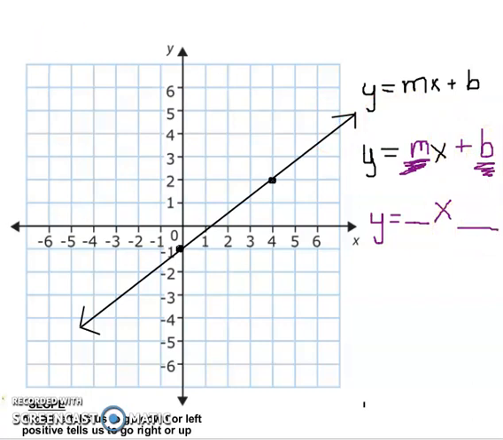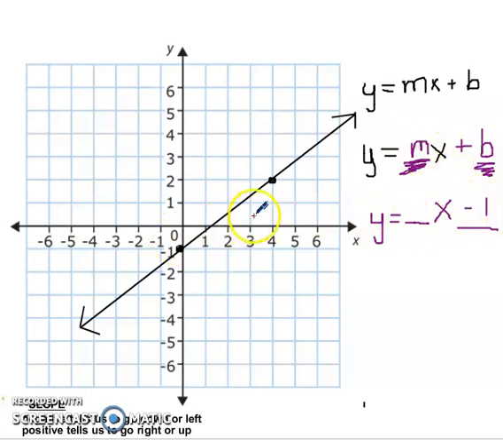Okay, so let's first find where it crosses over the y-axis. That's what this b means. So I look on my y-axis and I go down the y-axis until I find out where the line hits it. The line hits it right here at -1, so I put a -1 there. And now I have to figure out what my slope is of this line.